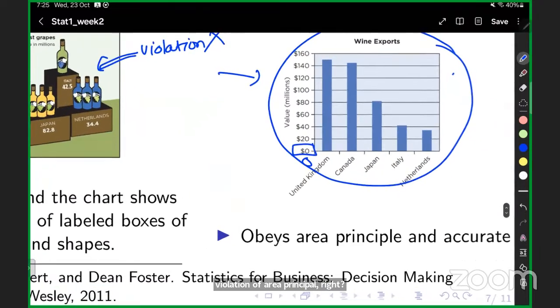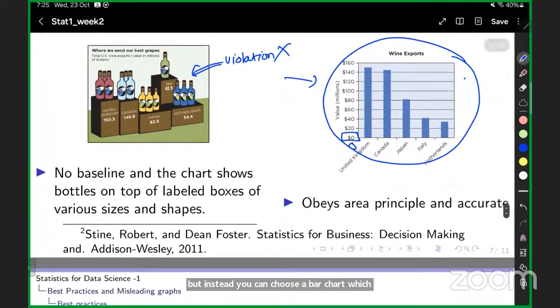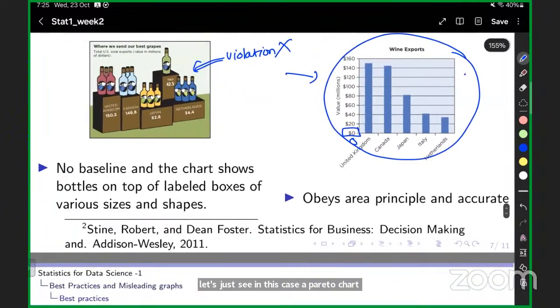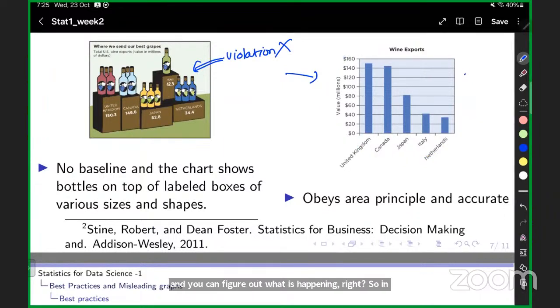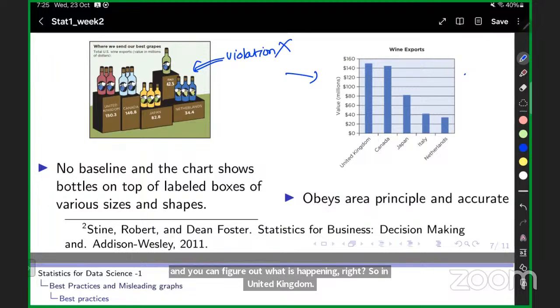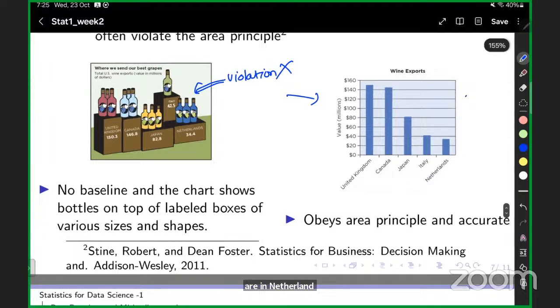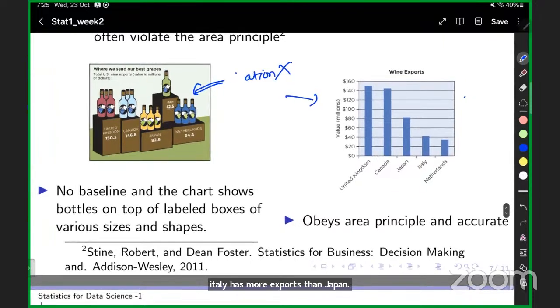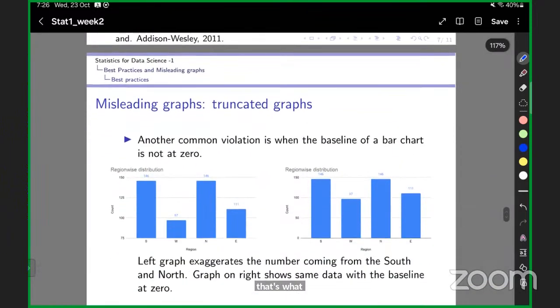But instead you can choose a bar chart, in this case a Pareto chart, which obeys all the rules. You can just look at the data and figure out what is happening. In the United Kingdom, most wines are being exported, then Canada, and the least in Netherlands. But looking at the other chart, I can't figure that out very easily. I need to look into all of them. Also I might make a mistake that maybe Italy has more exports than Japan, but that's not true. I might even think that Italy has more exports than all of them. So it could be deceiving, and that's what makes it a violated bar chart. You are violating some rule.